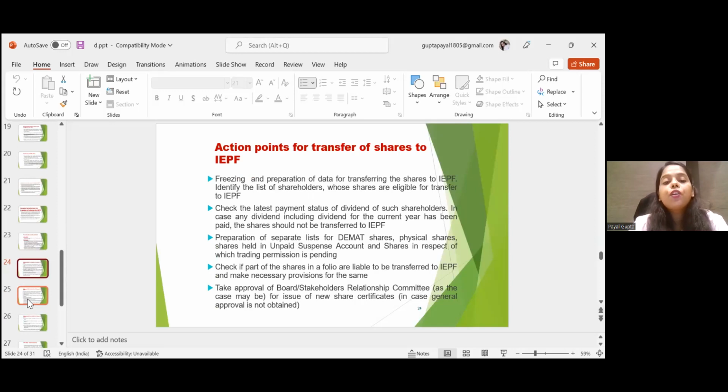Now, after transferring, what is going to happen with those shares? Freezing and preparation of data for transferring of shares to IEPF. Identify the list of shareholders who are eligible for transfer to IEPF.